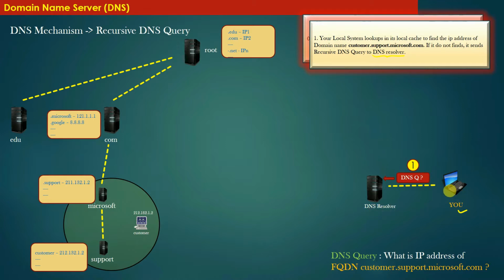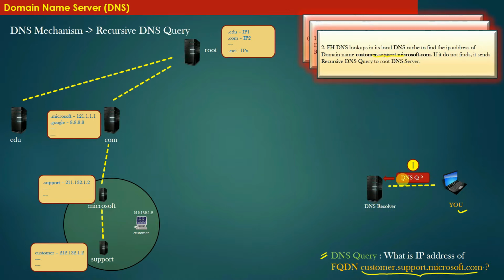So what is actually the content of this DNS query? Here DNS query means: what is the IP address of the fully qualified domain name customer.support.microsoft.com? So this is actually a fully qualified domain name. You can assume that there is a dot at the end of this fully qualified domain name, which actually represents a root server. So this DNS query is all about finding the IP address of a physical server whose fully qualified domain name is customer.support.microsoft.com.